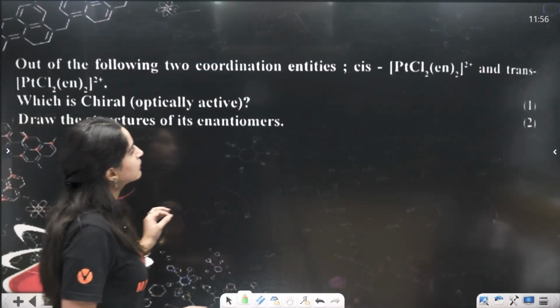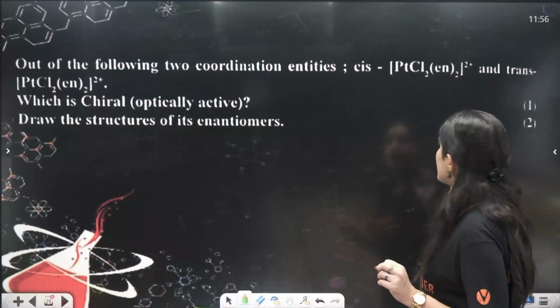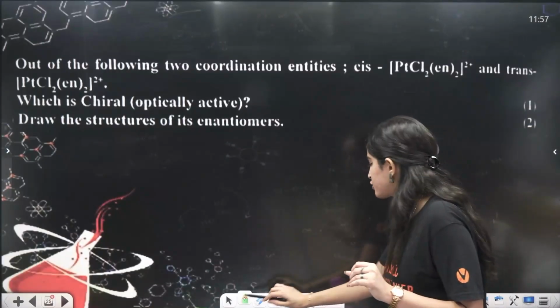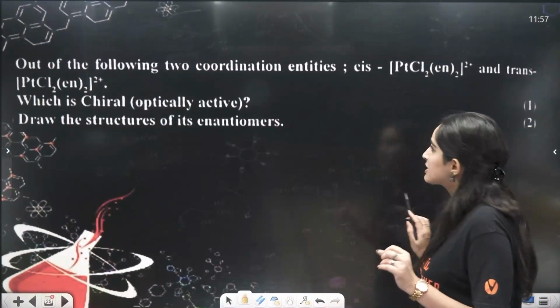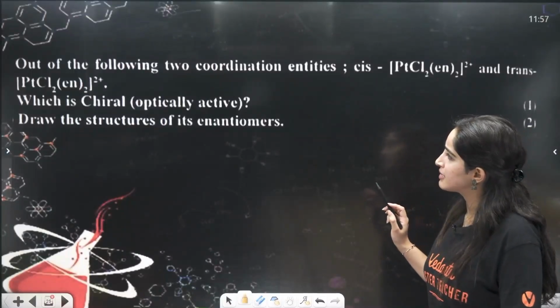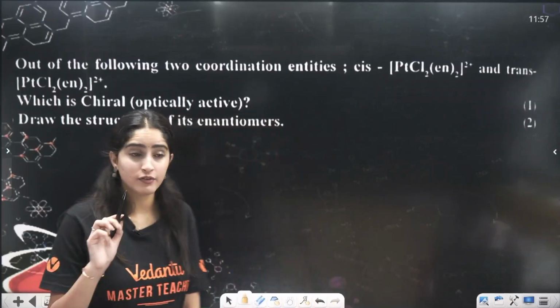Out of the following, the coordination entities. So you have two coordination entities, this and this, which is chiral. Draw the structure of its enantiomers. So now let us see this. Firstly, they are saying which of the following coordination entity, this and this, which is chiral, optically active. So cis is your optically active. Let us see the reason.